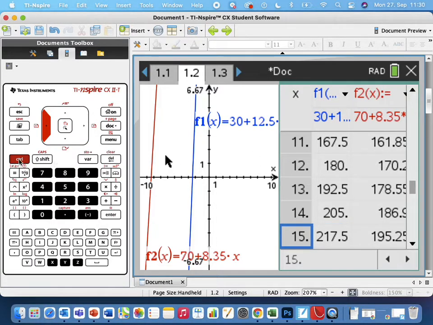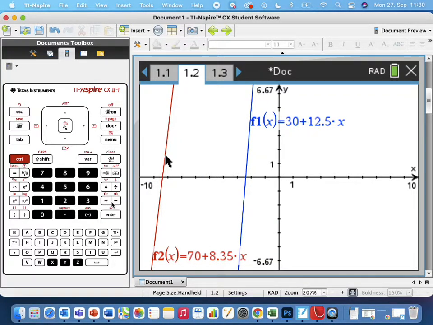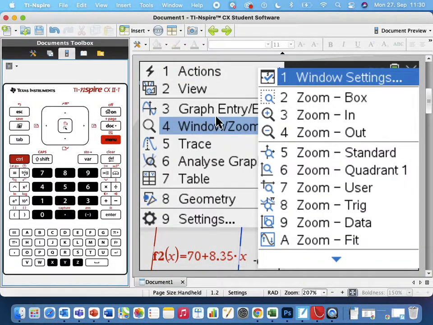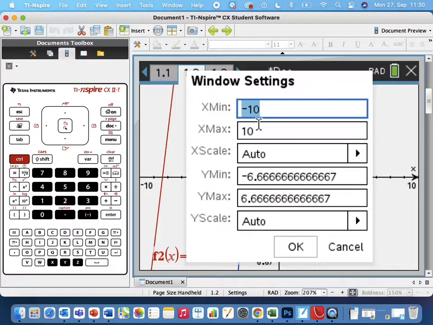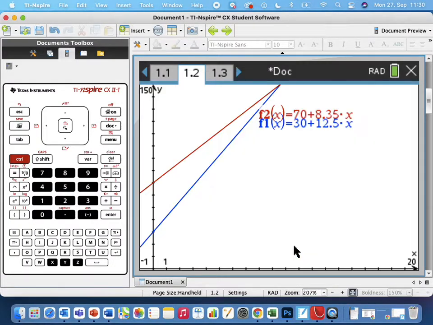So Control T toggles the table back off, and then I'm going to go through menu, window zoom, and go to window settings. If I just do zoom out, zoom out, zoom out, I might not get an appropriate scale. So window settings, and I think the x, I'm going to go from -1 up to, why not 20? And y min, -1. The reason I'm going -1 is if I start at 0, sometimes the axes are cut off. And I think I'd like to see the axes on this occasion. So -1 here, and this may be up to 150. Press OK. Fabulous. There we go.